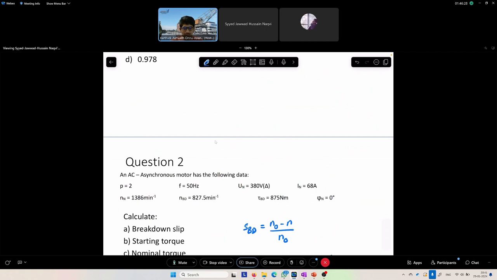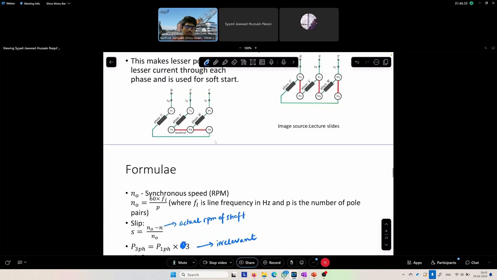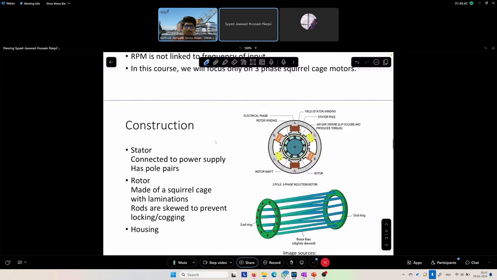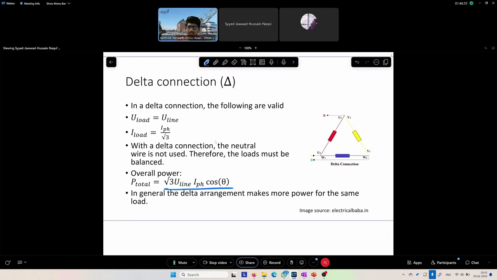The next question. I cannot use IN, right? No, you can use IN, because that question is also using IN. That equation is also IN, I phase. I phase is IN here, because there is no line current, phase current. There's just one current, it's phase current. So I phase is IN.